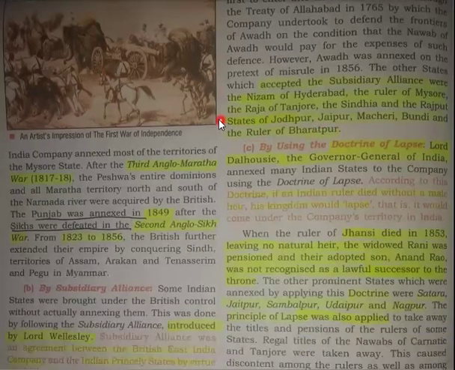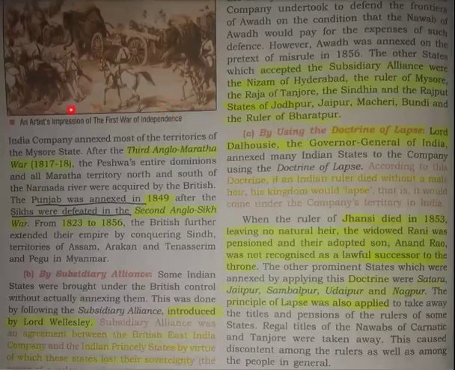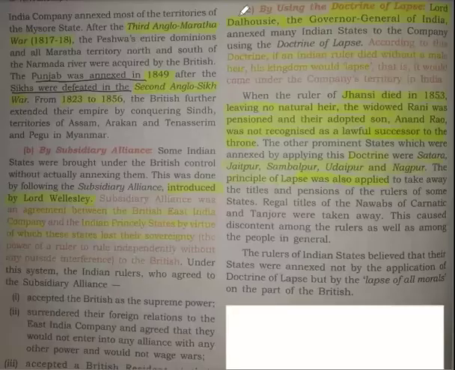So, doctrine of lapse. Lord Dalhousie, the Governor General of India, annexed many Indian states to the company using the doctrine of lapse. According to this doctrine, if an Indian ruler died without a male heir, his kingdom would lapse. So this was known as doctrine of lapse. That is, it would come under the company's territory in India.